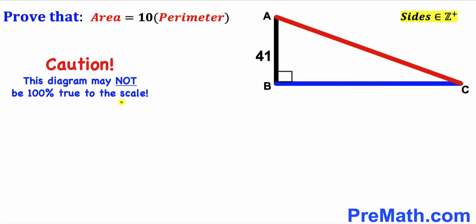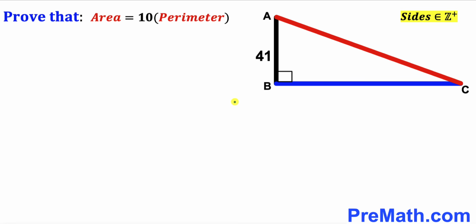Please keep in mind that this figure may not be 100% true to scale. Let's go ahead and get started. Here's our very first step. We are supposed to show that the area of this triangle is 10 times its perimeter. So our task is to calculate the area of this triangle, and likewise we are going to calculate the perimeter of this triangle as well.